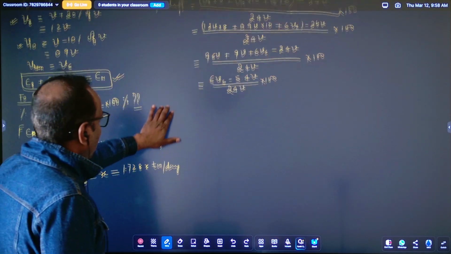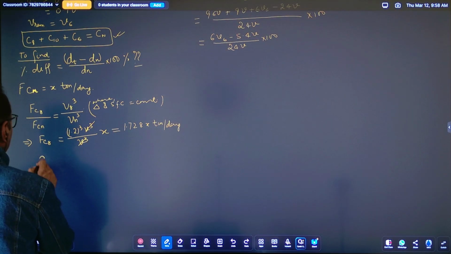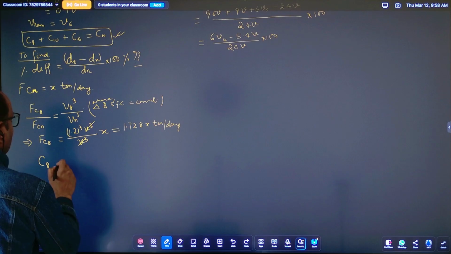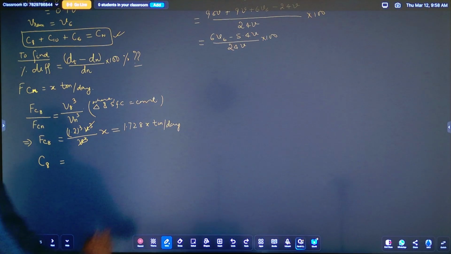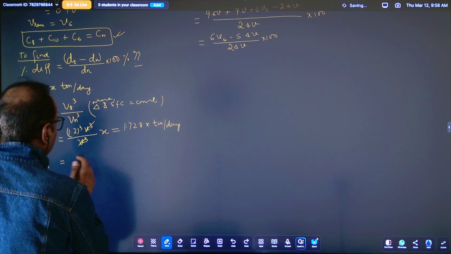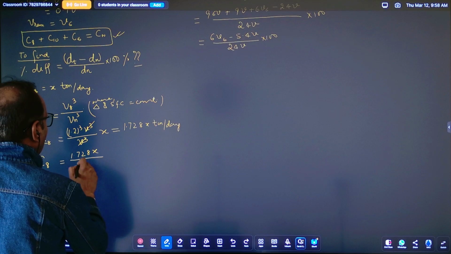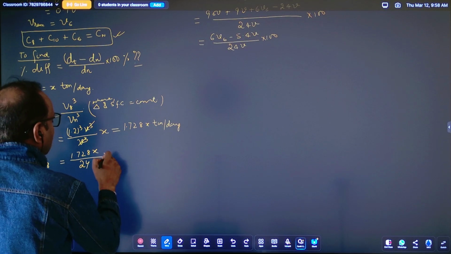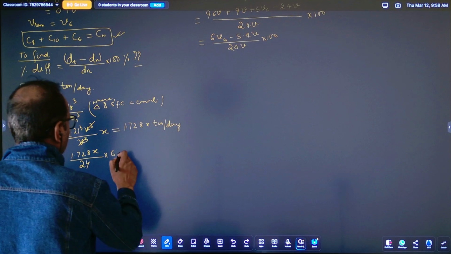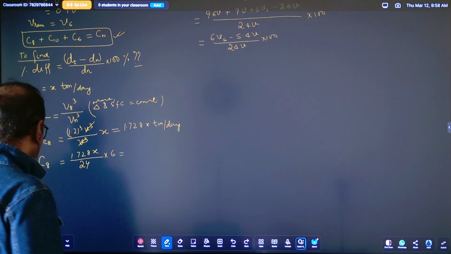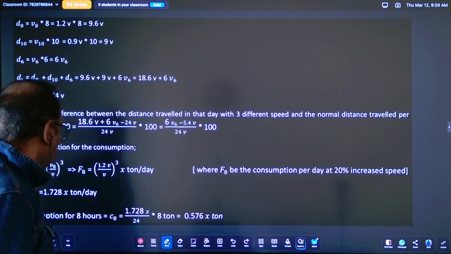Now for per day we know per day is 24 hours. So how much consumption will be in 8 hours? Consumption in 8 hours will be this divided by 24, per hour, into 6 hours. So how much is C8? 0.576 x ton.